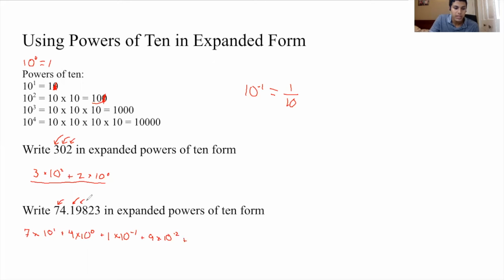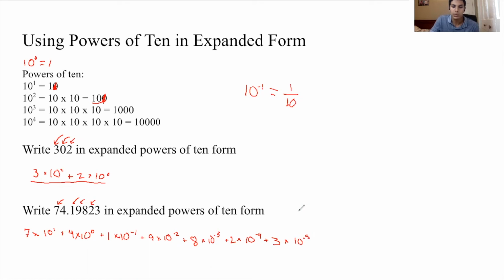And then plus 8, which is in our thousandths place, times 10 to the power of negative 3. Then plus 2, which is our 10,000ths place, times 10 to the power of negative 4. And finally, plus 3 times 10 to the power of negative 5. And that's in our 100,000ths place.